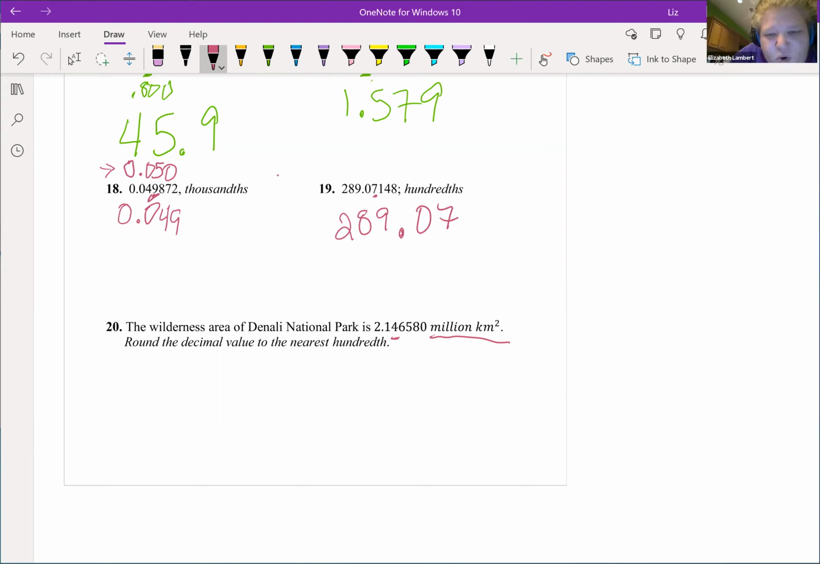All right, so that 4 is where we're going. And the next number is 6. That's above the 5. It's past our halfway mark, so this is going to go up. 2.15 million square kilometers, or kilometers squared.